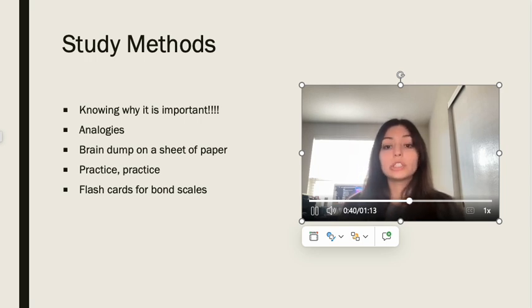Another strategy I really like to use is analogies. For example, I like to think of the electrons as being in a buddy system, and so they always need to be paired up and they need their friend. And then acronyms also help me remember things. And also brain dumps, so talking to somebody else or just brain dumping on a blank white sheet of paper.